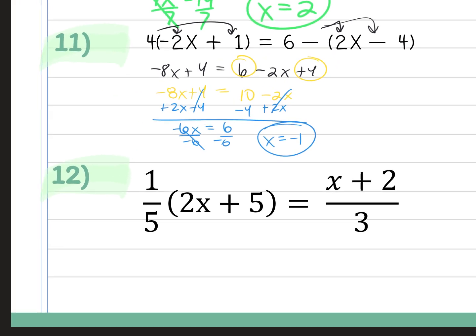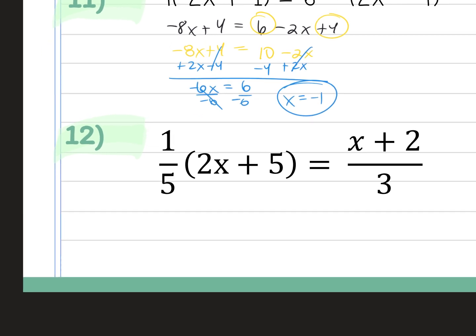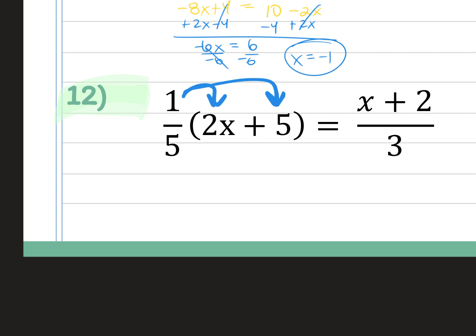All right, now we get to a problem like this. Again, there's a bunch of different ways you guys can do this. There's some ways I like to do it, and some ways you like to do it. But do you understand that we have fractions now? What does that 1/5 in front mean? You have to distribute it. So I'm going to distribute this: 1/5 times 2x and 1/5 times 5. When I multiply 1/5 and 2x, I get what? 2x over 5, good. And then what's 1/5 times 5? 1. And then I have x plus 2 over 3.